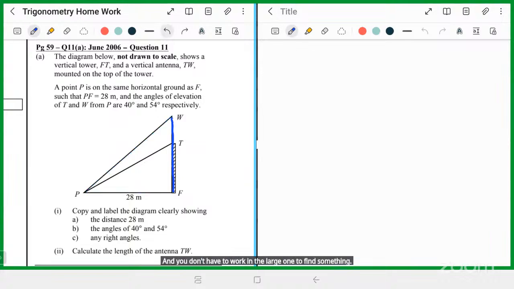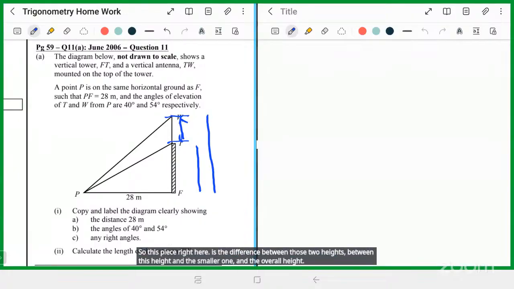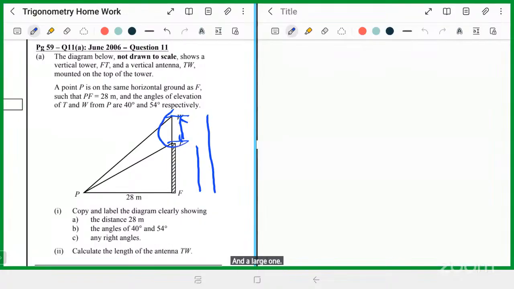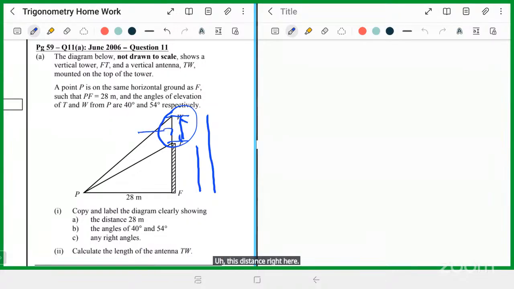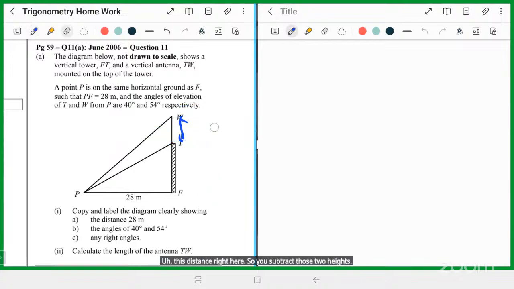And you have to realize now that this distance up here, this side, part of it is on the small triangle and all of it is on the large triangle. So this piece right here is the difference between those two heights, between the height in the small one and the overall height in the large one. And you need to find this height. That's how these questions usually are, this distance right here. So you subtract those two heights. But let's just do it. Enough talking.